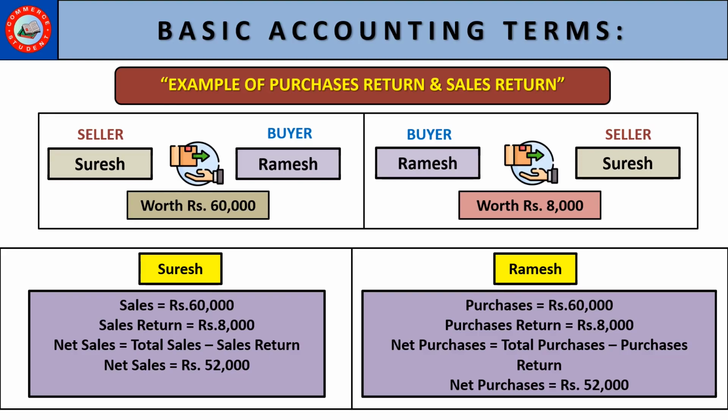Similarly, for Ramesh, purchases is Rs 60,000, purchases return Rs 8,000. Then how much is the net purchases? It is total purchases less purchases return. Therefore, net purchases is equal to Rs 52,000.